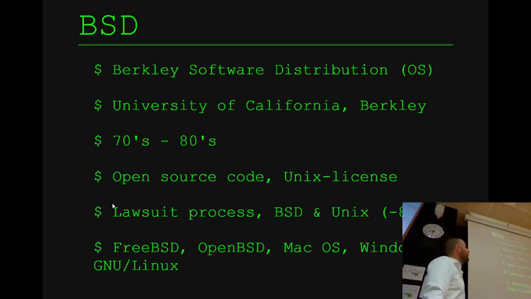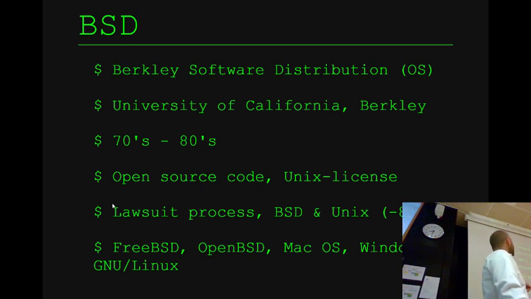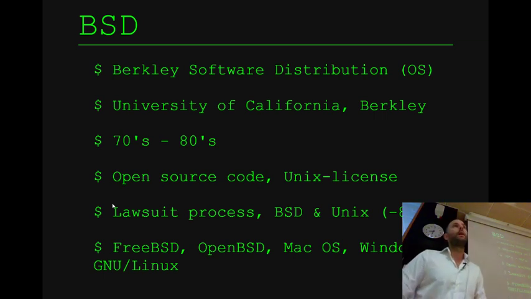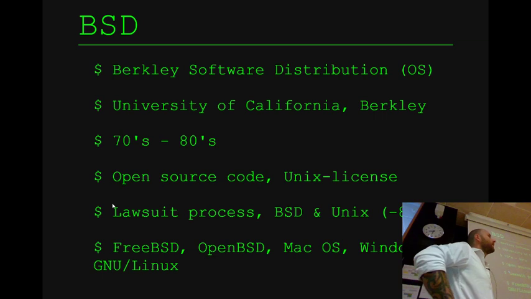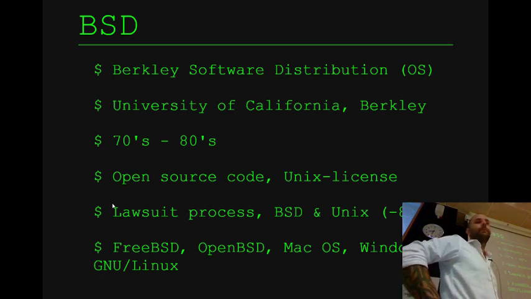And one of those universities that copied the code was the University of California in Berkeley. They created the BSD operating system, Berkeley Software Distribution. It's a Unix-like operating system.